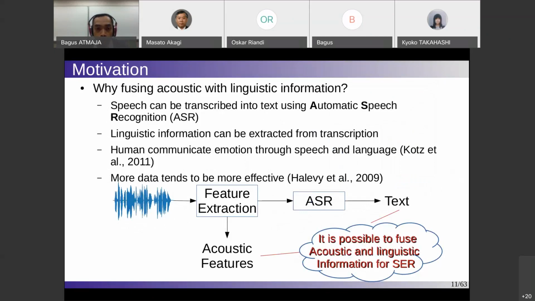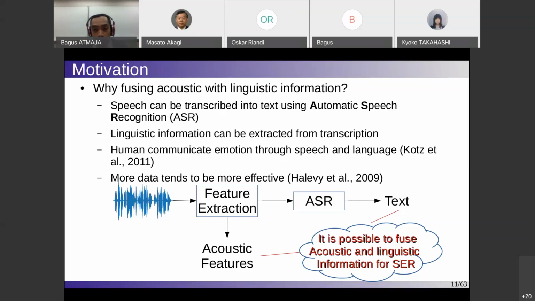And the next is why I conducted my research by fusing acoustic with linguistic information. The simplest answer is because we can also obtain linguistic information from speech. So using ASR, we can transcribe speech into text, and then we can obtain linguistic information from the text transcription. And also from research in psychology, it is evidenced that humans communicate emotion through speech and language.